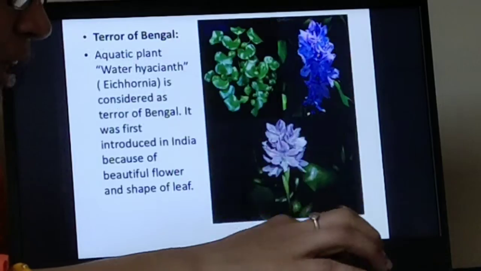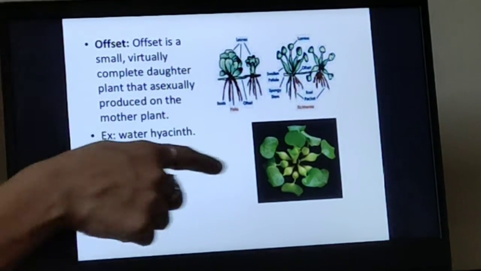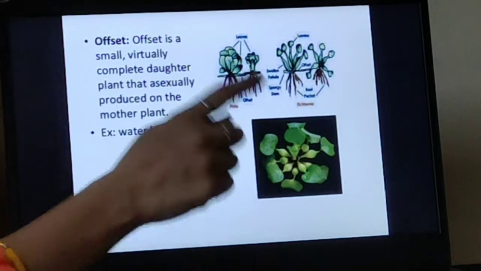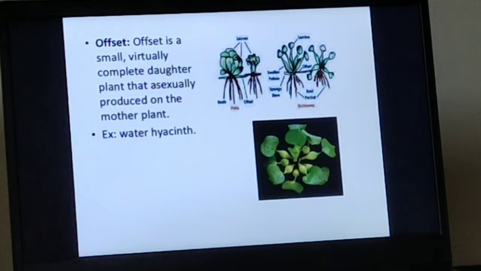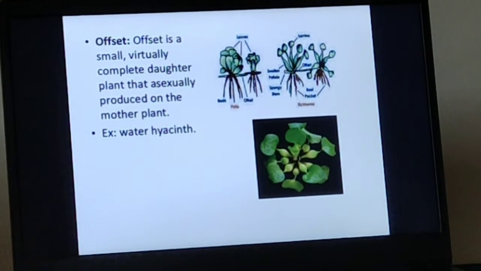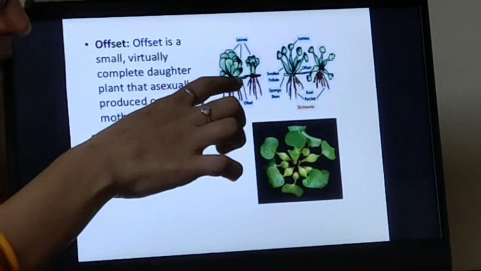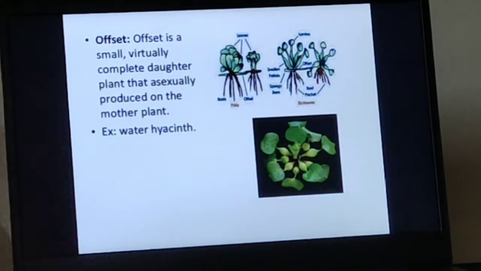Okay, now how does this water hyacinth plant grow? You can see the plant, you can see the swollen part. This swollen part is the stalk of the leaf, and the stalk of the leaf is known as petiole. Therefore, it is a swollen petiole. It is not an offset. Which is the offset? You can see the slender stem here. This stem is known as the offset.